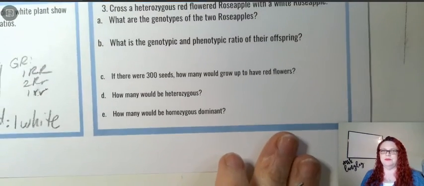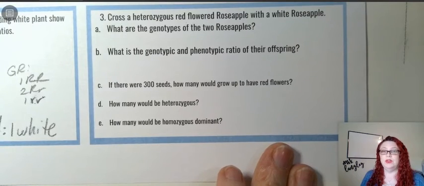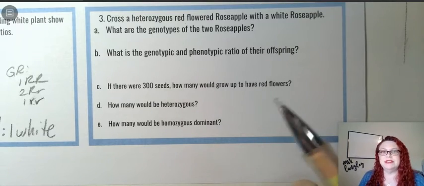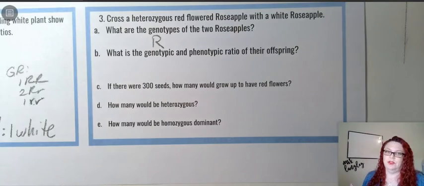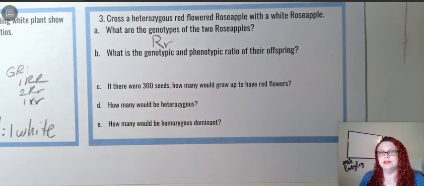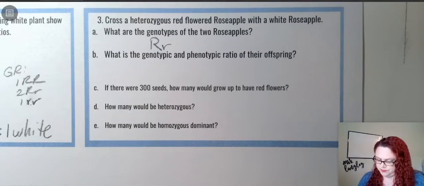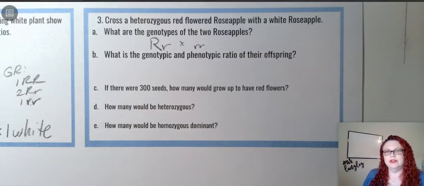Okay, next problem. Cross a heterozygous red with a white rose apple. What are the genotypes of the two? So heterozygous, hetero means different, and it's red. So I know it has to have one of those. And it's heterozygous, so the other one is different. And white, to be white, that means you have to have two recessives. So there's our parents.